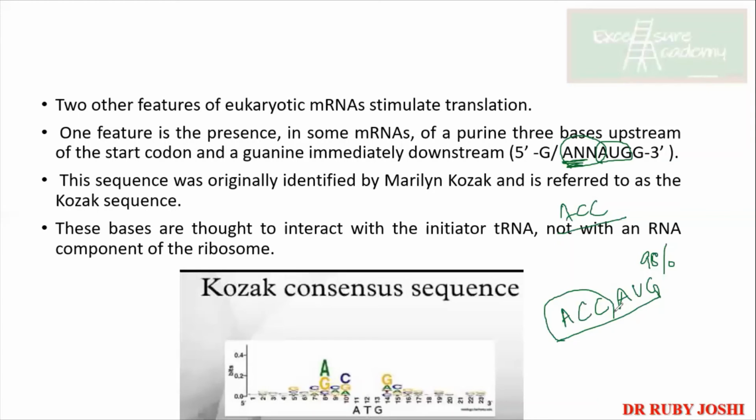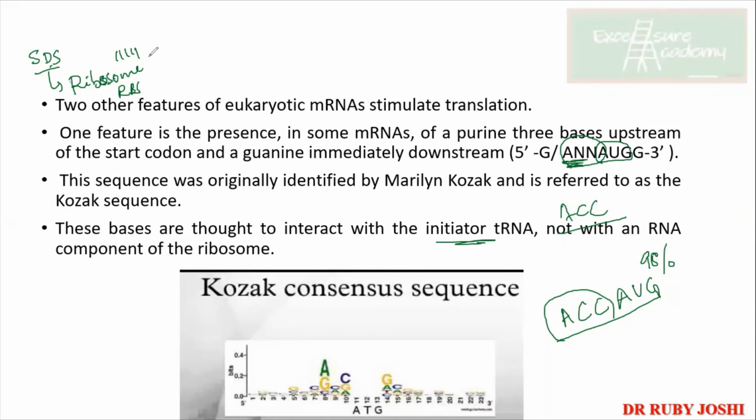And it also says that these bases are thought to interact with the initiator tRNA and not with the RNA component of the ribosome. So can you see the difference? In the prokaryotes, we saw that the Shine-Dalgarno sequences are for the ribosome interactions. So these RBS or Shine-Dalgarno sequences interact with the RNA component of the 16S rRNA, that is a part of the 30S ribosome, right?